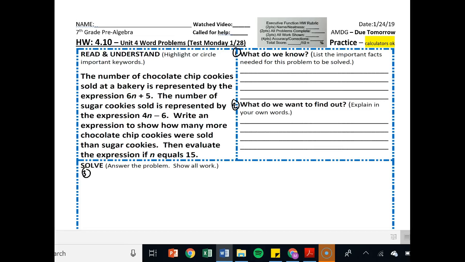Again, you have a test on Monday. If you watch the video, check off. There's going to be a lot of work to this, but there's only like 4 problems total. So let's lock in. Calculators are okay. We're going to have to do some writing as well.